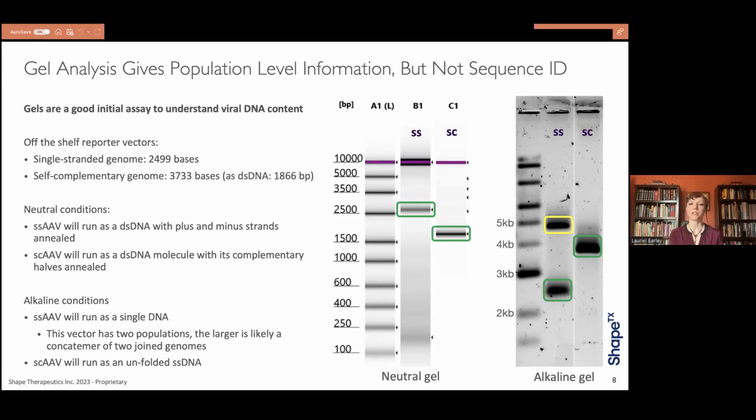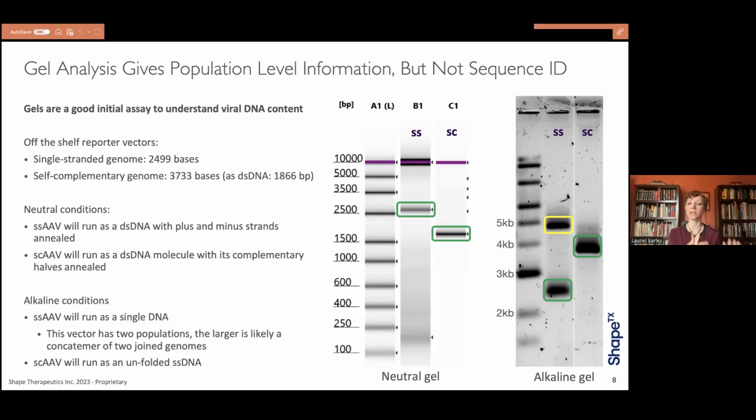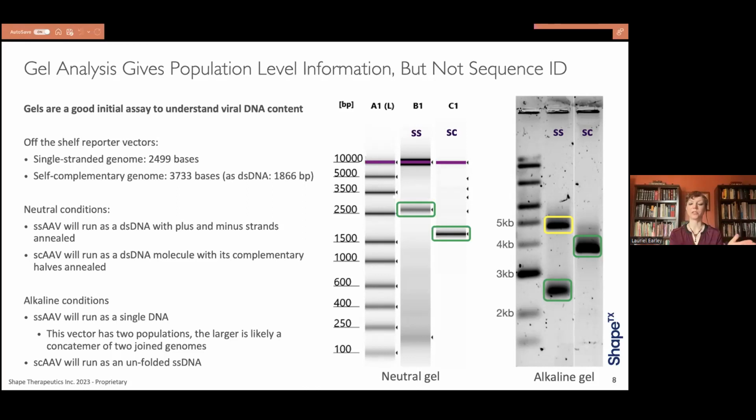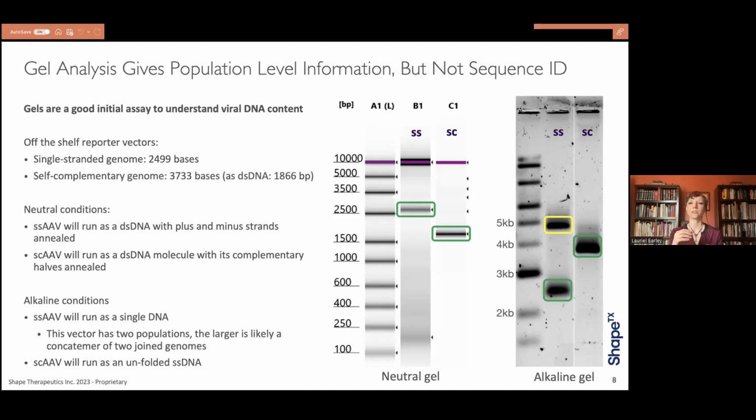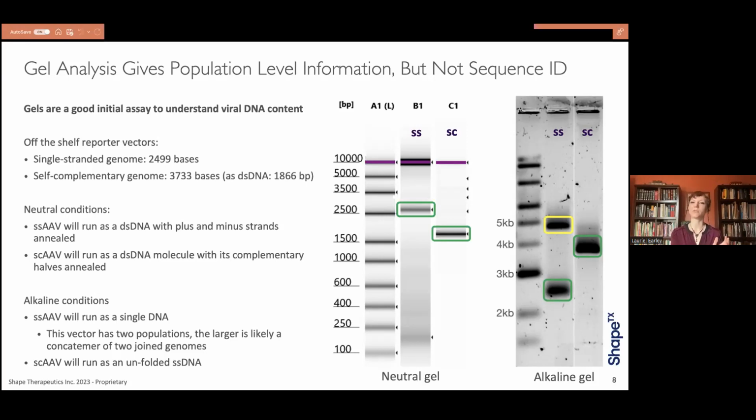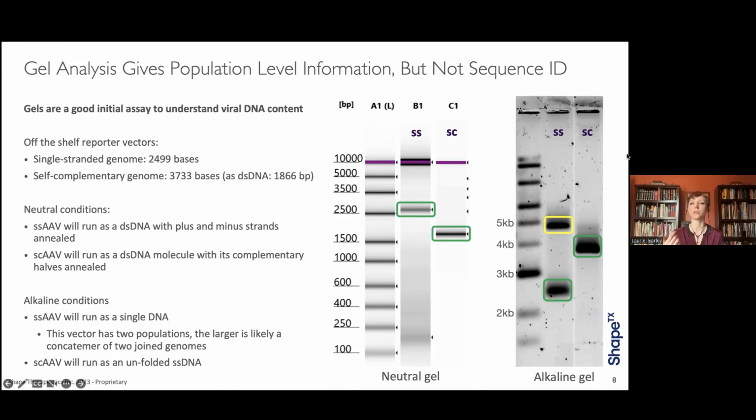What the alkaline gel is telling you now, which you don't see on the neutral gel, is that you actually have a larger population at around 5,000 bases from your single-stranded population. This is likely because AAV can package concatemers of genomes. So during the replication process, you have genomes that are connected together that have to be separated by rep nicking at that terminal resolution site. But in some cases, that doesn't always happen. And then you can have two genomes joined together, forming a concatemer that is then packaged at this larger size. And because those essentially look like a self-complementary molecule, they'll run like that on a neutral gel. So you can't actually see this population unless you run it on an alkaline gel.